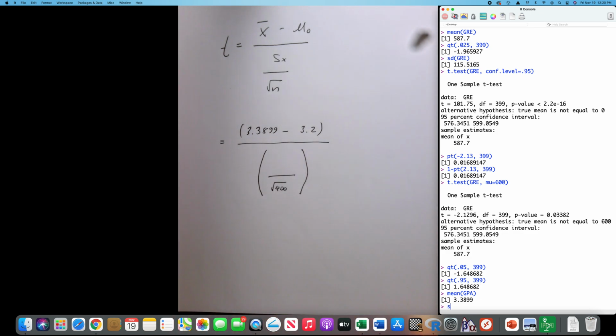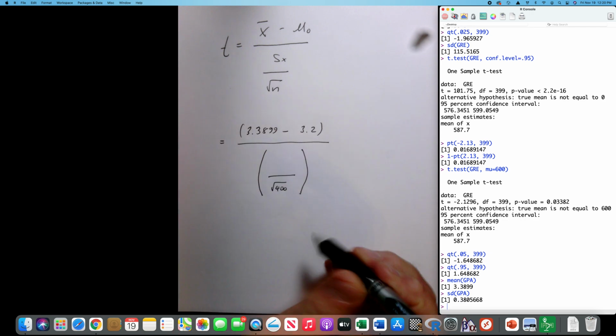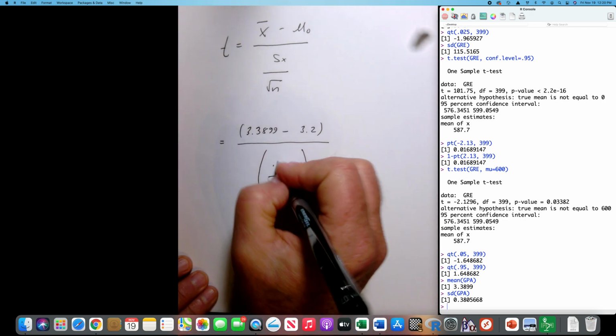So I need a standard deviation for GPA, which is 0.381.